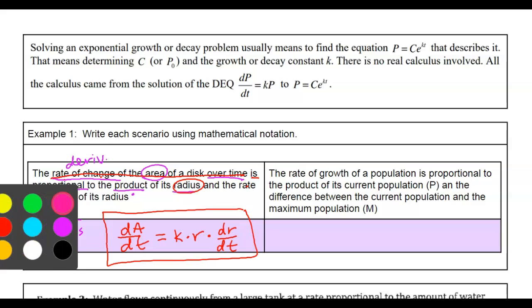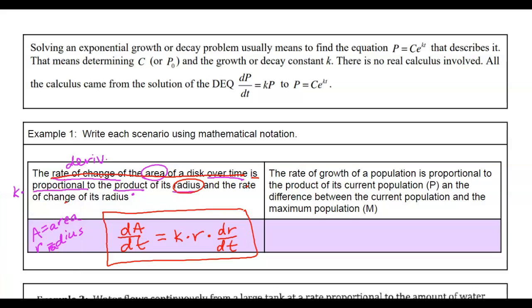Let's try another one. The rate of growth of a population is proportional to the product of its current population, they let that be P, and the difference between the current population and the maximum population. All right. So they are letting P be our population. So the rate of growth of the population is dP/dt. They don't say over time, but it's always implied.